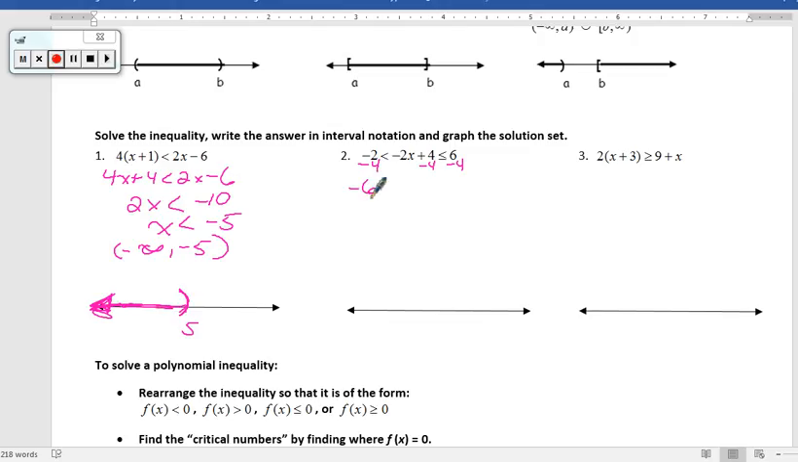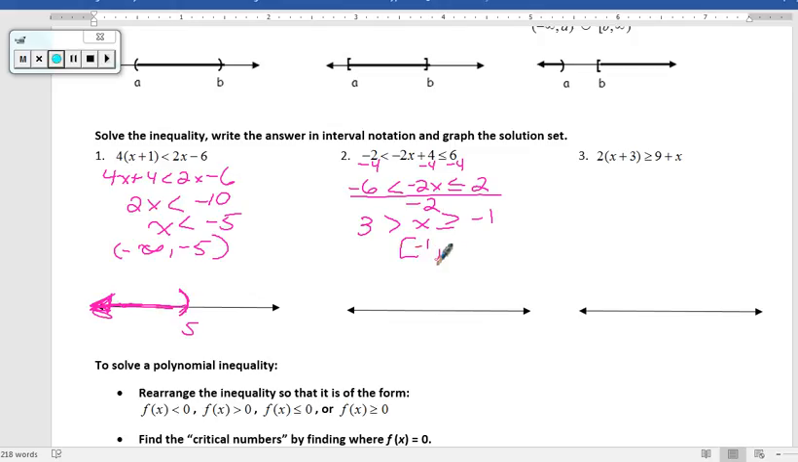So we're going to get minus 6 is less than negative 2x, which is less than or equal to 2. To get x by itself, we're going to divide everything through by negative 2. And when you divide by a negative, you need to remember to flip your inequality. So over here, we get 3 is greater than x, which is greater than or equal to negative 1.